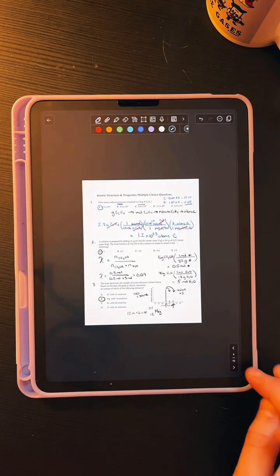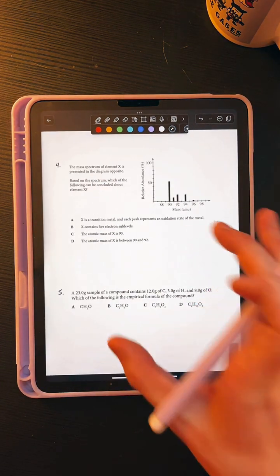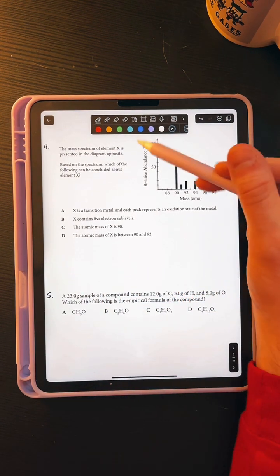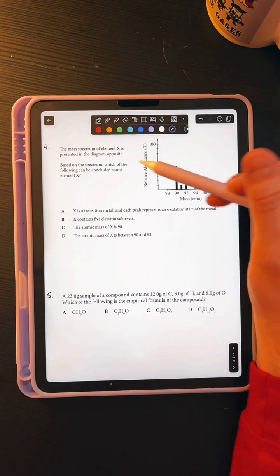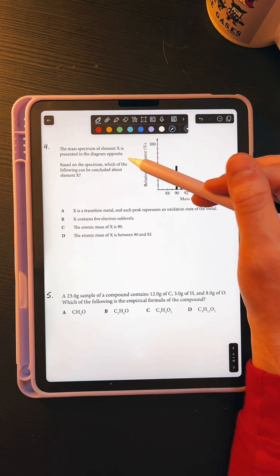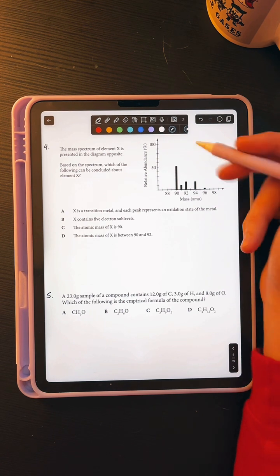So let's go ahead and we're going to go on to number 4. The mass spectrum, so we're looking at another mass spec here, of element X, we don't know what element this is, presented in the diagram opposite. So we're given another mass spec here.